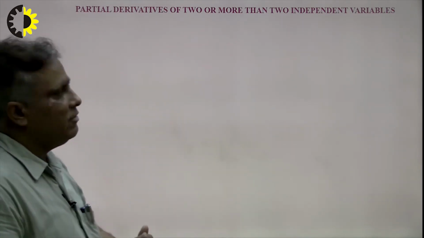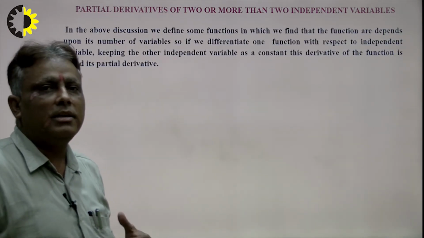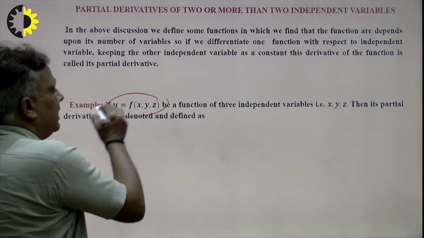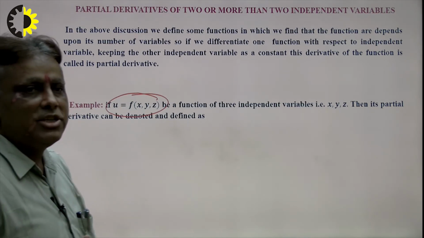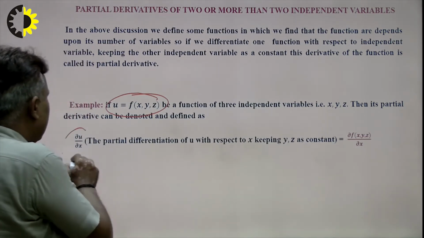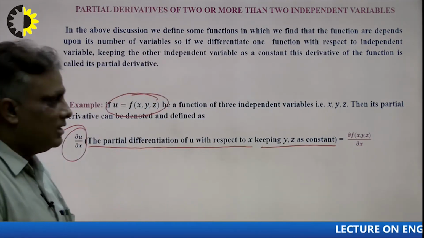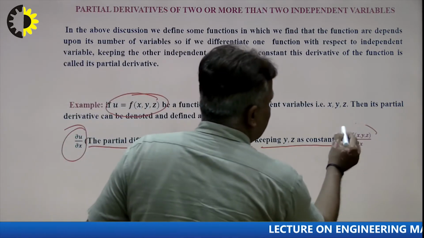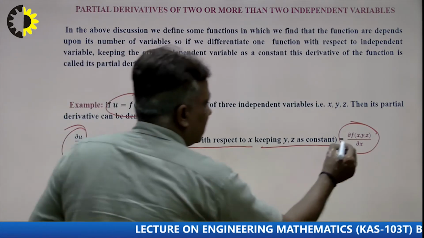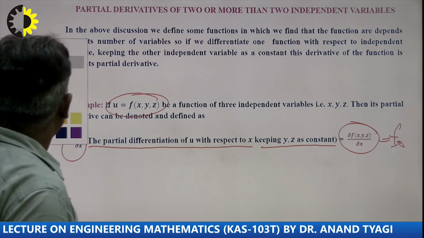Next is partial derivative of two or more independent variables. How to? Suppose I have a function. In the above discussion we can say that suppose we have a function u, and there are three independent variables x, y, z. Then how to calculate and how to differentiate, this is the concept here. So I calculate here del u over del x, the partial differentiation with respect to x keeping y and z constant. So what will be the result here? The result will be del f over del x, and we can say that this is equal to f_x. So in this way we can find out all our calculations with the help of partial differentiation.